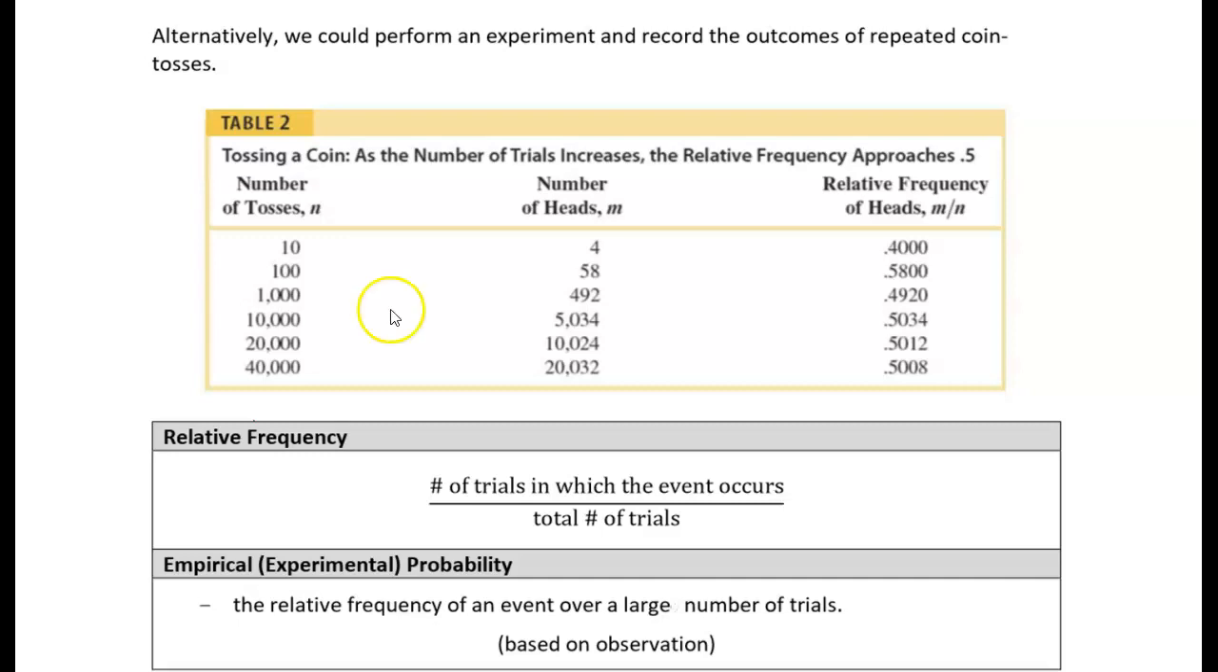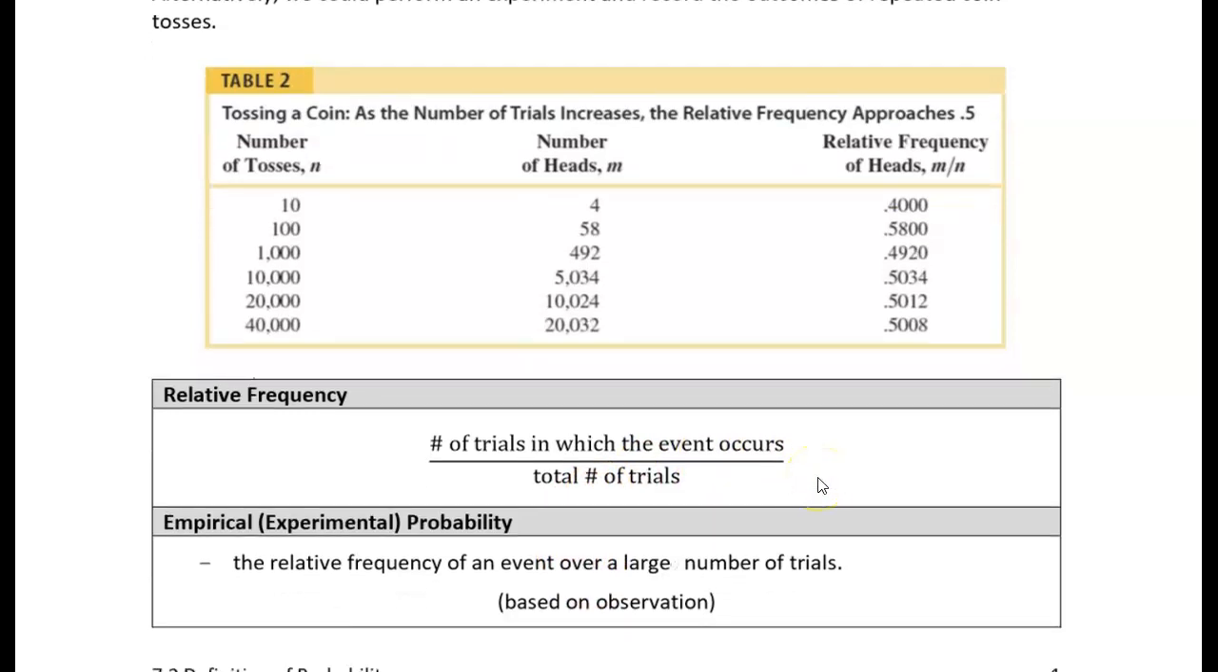And so that ratio of the number of times that the event occurs out of the total number of trials is called the relative frequency. And empirical probability is just the relative frequency over a large number of trials. So this table here is out of your book. They've performed an experiment with a coin and tossed the coin 10, 100, 1,000, up to 40,000 times and just recorded the number of heads that they get. And then the ratio of the number of heads out of the total number of trials is recorded over here.